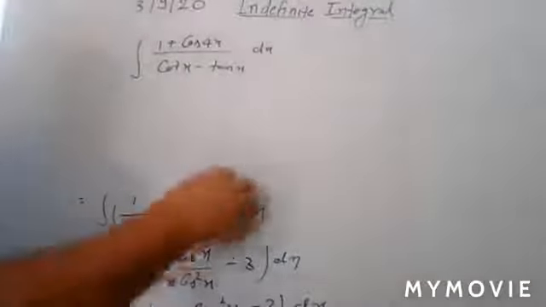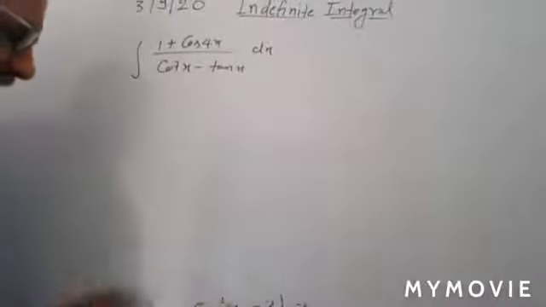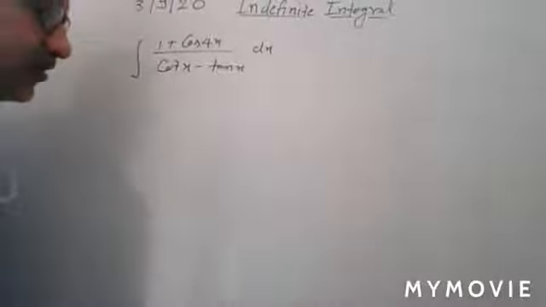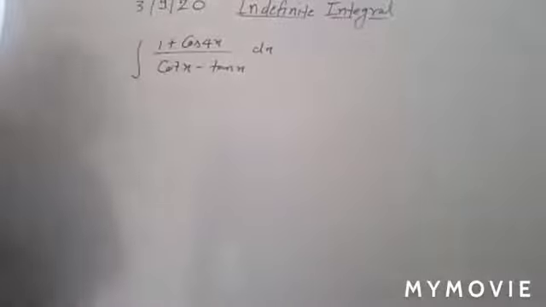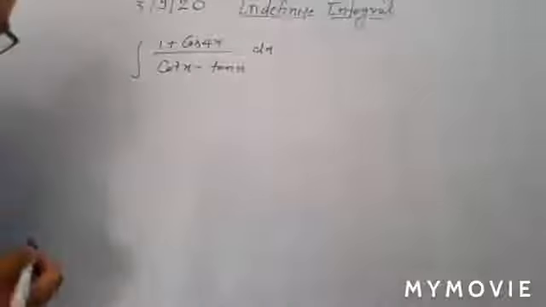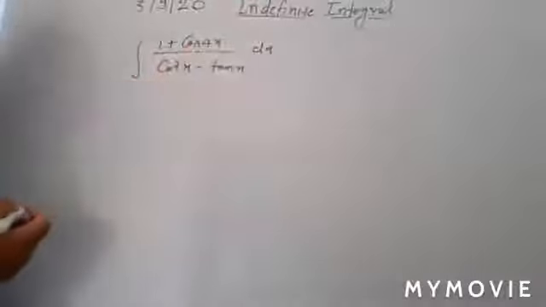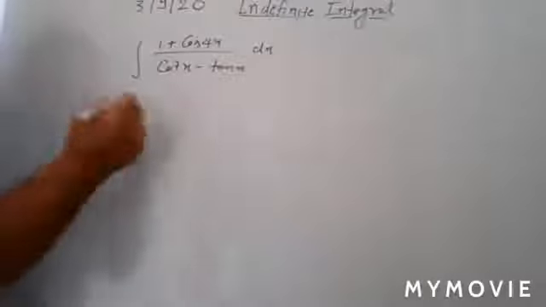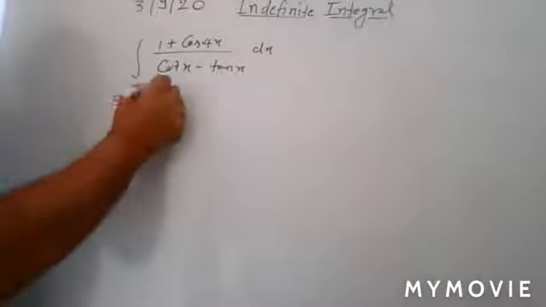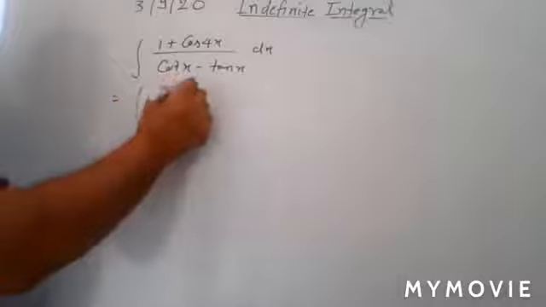So what you do, you have to convert cot and tan in terms of sine and cos. Understand? And also 1 plus cos 4x can be written as 2 cos square 2x. So applying it, here you write cos square 2x.